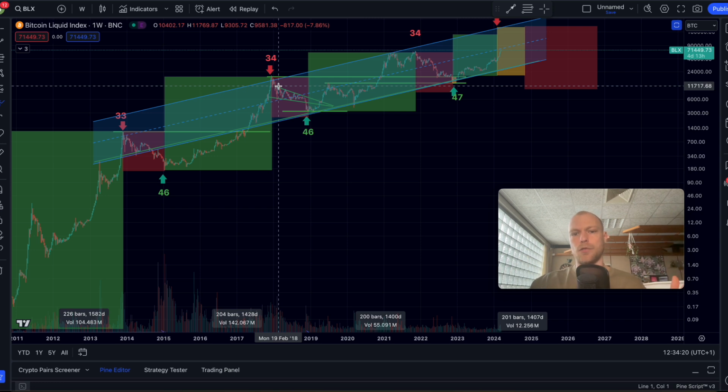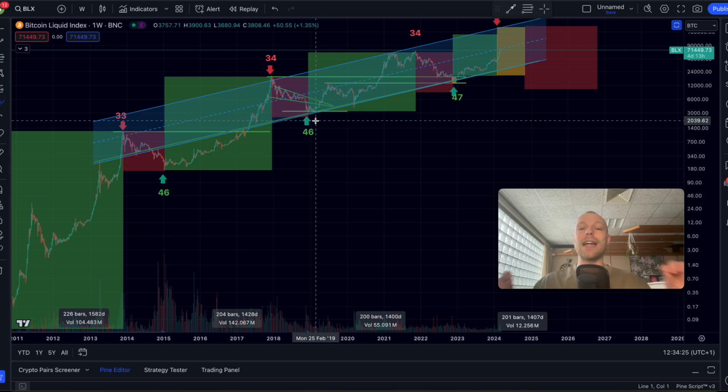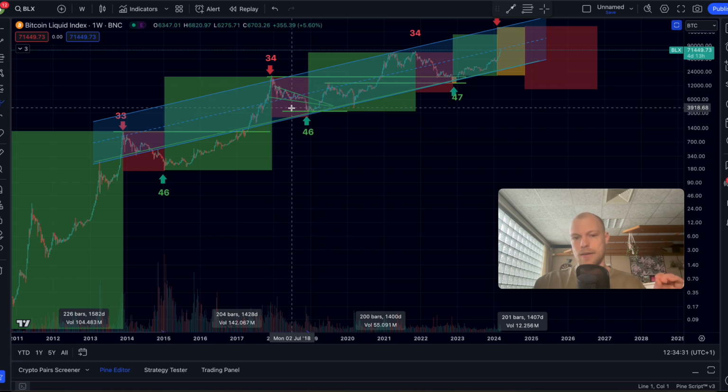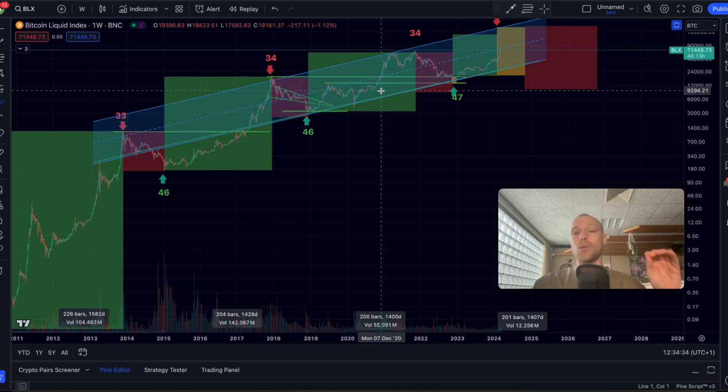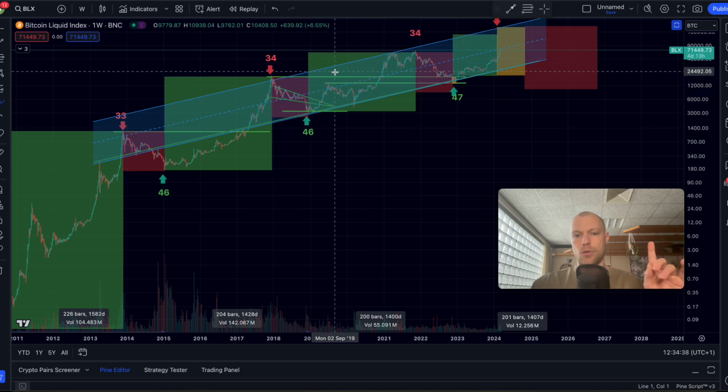Because in a bear market, for example, in these red periods right here, you generally don't want to look for long positions. You basically don't want to long that much right here. But in the green periods, you want to be looking for long positions. You want to be buying Bitcoin, not selling.